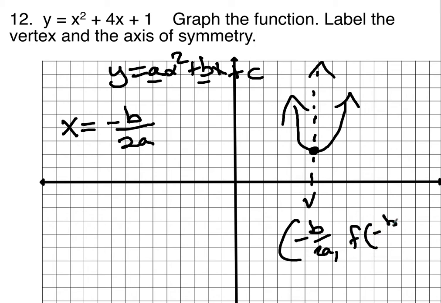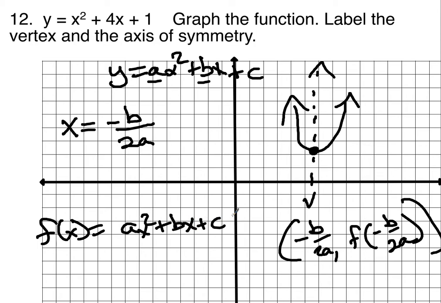So I could write it like this: f of negative b over 2a, if the function was written like this. f of x is ax squared plus bx plus c. The vertex is always going to be this point. Negative b over 2a is the x value, and then when I plug that x value back in and evaluate it, I'll get a y value, or a value for my function, and that is the y value of my vertex.